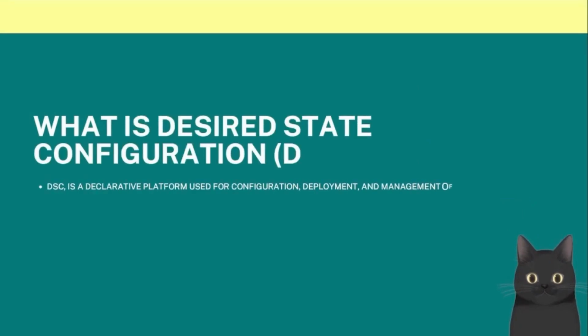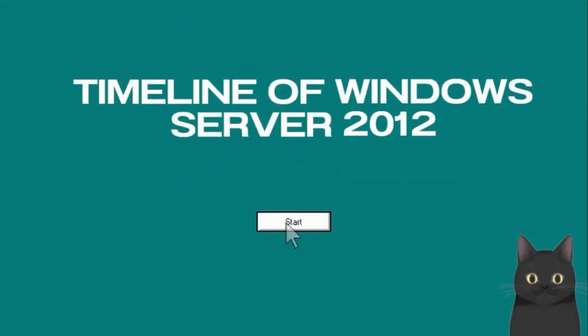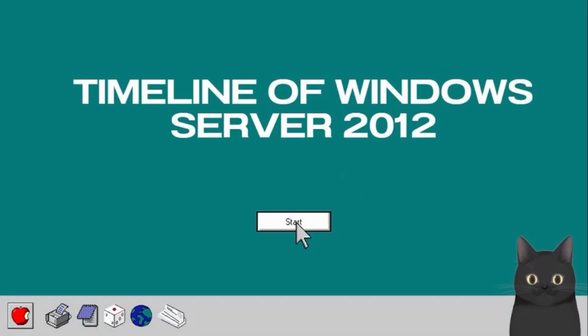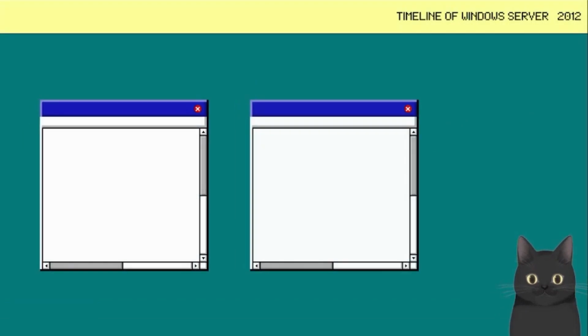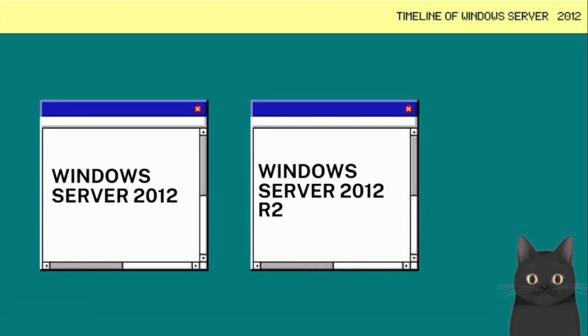What is Desired State Configuration? So, Desired State Configuration is a declarative platform used for configuration, deployment, and management of systems. Next, we will talk about the timeline of Windows Server 2012. So we have two Windows Servers here. First is the Windows Server 2012 and this is Windows Server 2012 R2.